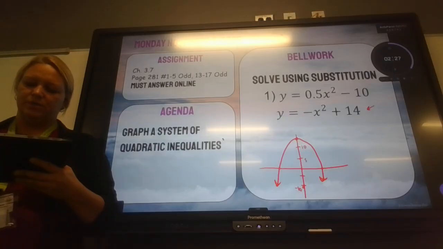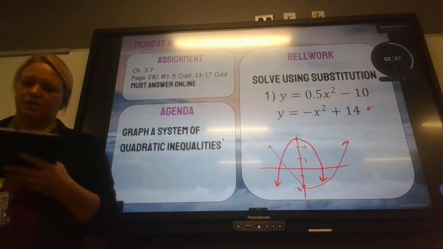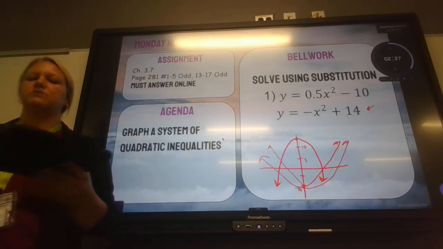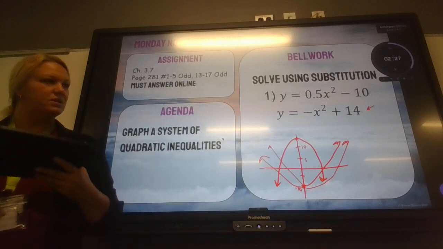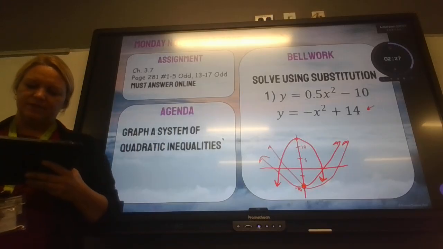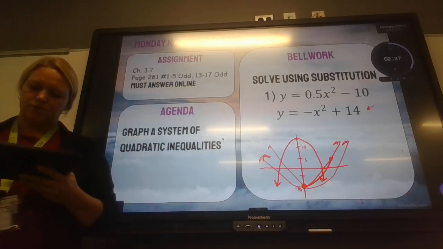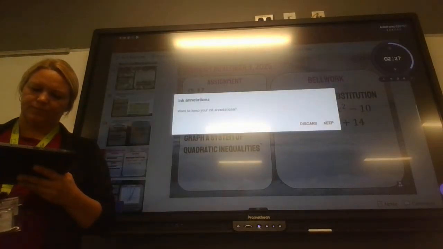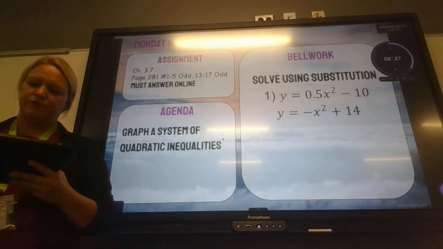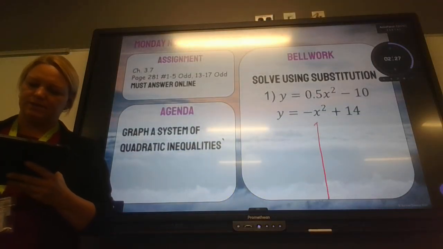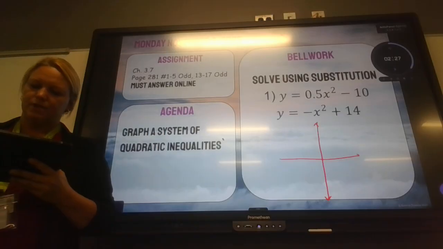All I know is that it opens up. It could be that way, it could be that way. I'd have to do some math, really. I have to do -b over 2a, but b is 0. So it is right at 0, at -10, and it opens up. I could erase all of that right now. So actually, I have a pretty good visual of one being up at 14 and opening down, and one being at -10 and opening up.